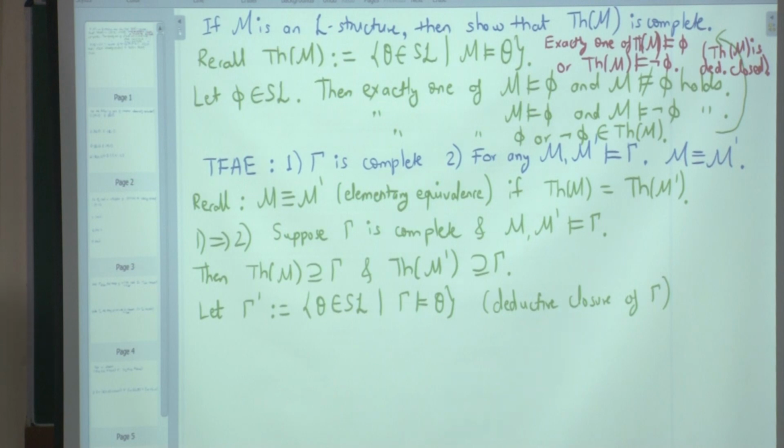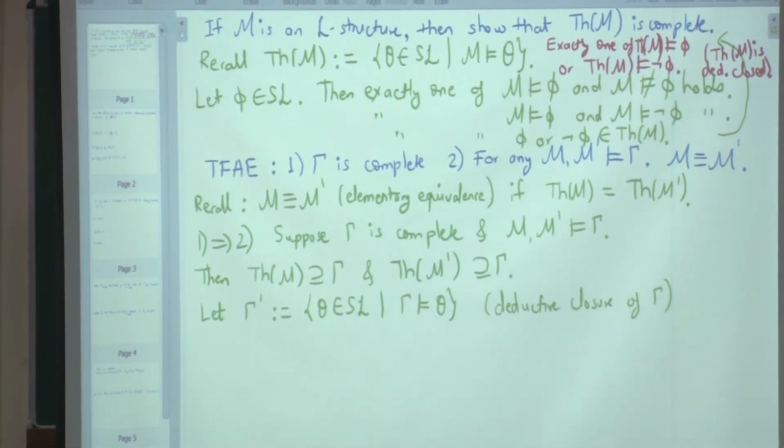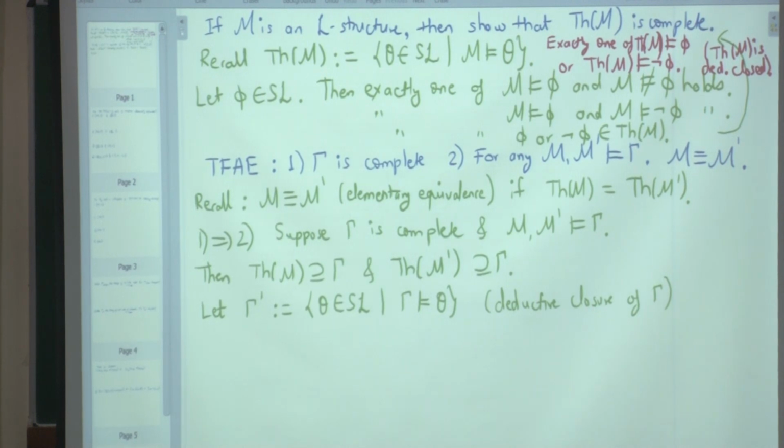I mean, even though I am using the word deductive closure, I don't really mean a syntactic thing. Yeah, deduction has to do with the single turnstile relation. But we are not talking about that, because in predicate logic we decided we won't talk about proof systems at all.